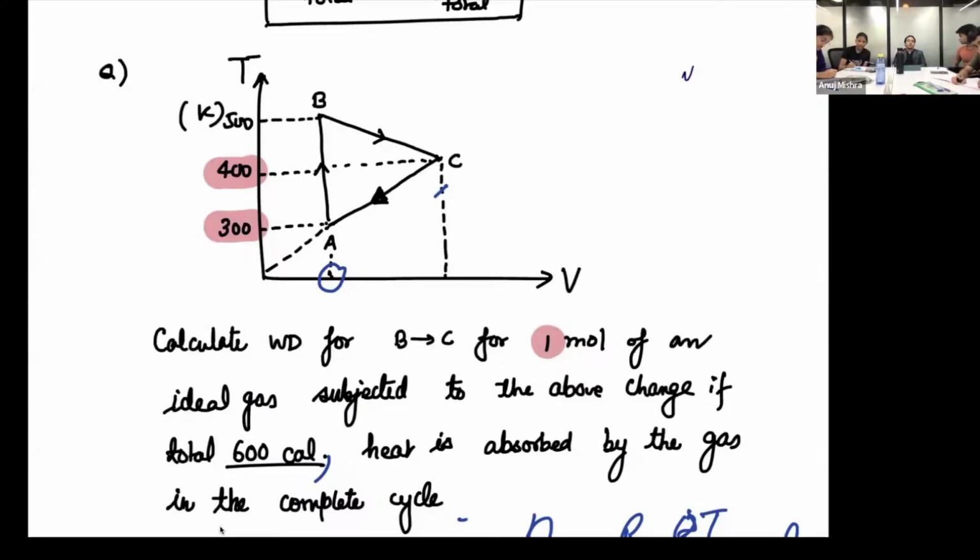So 1 joule is equal to 4.2 calories or the other way around? Other way around. 1 calorie is 4.18 joules. So you multiply this by 4.2 to get it in joules, if it is required. Where do you want it in joules?